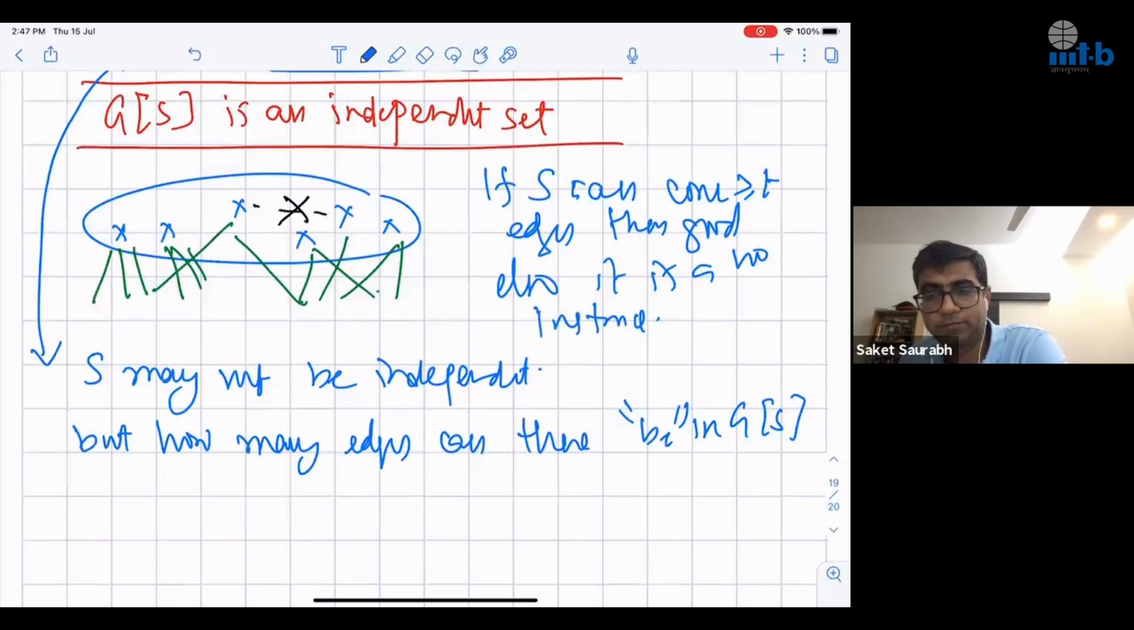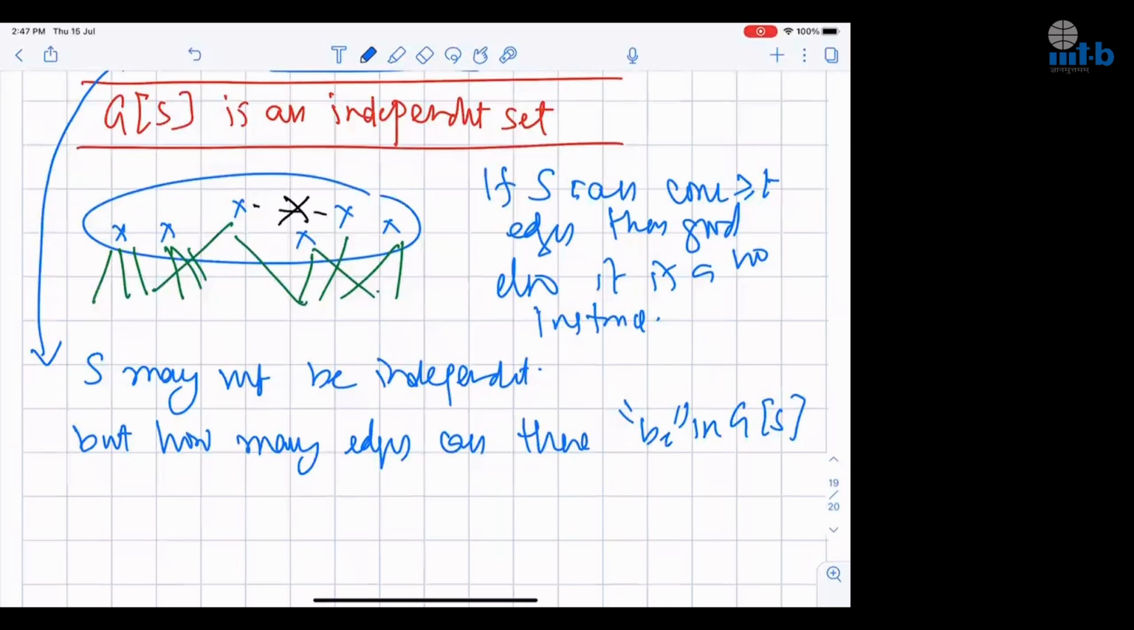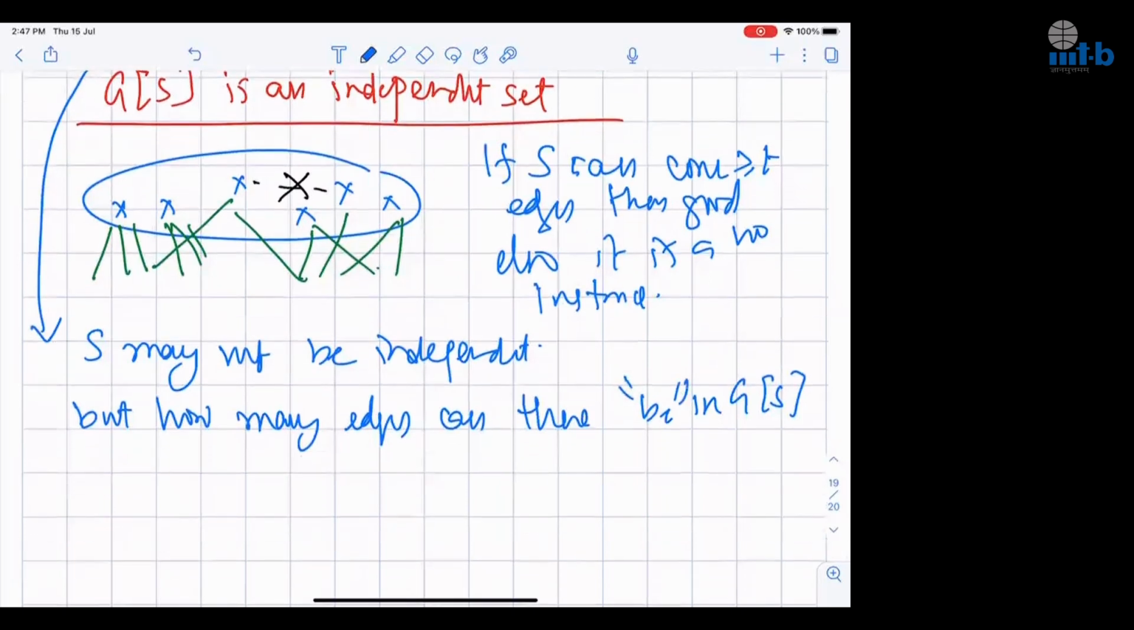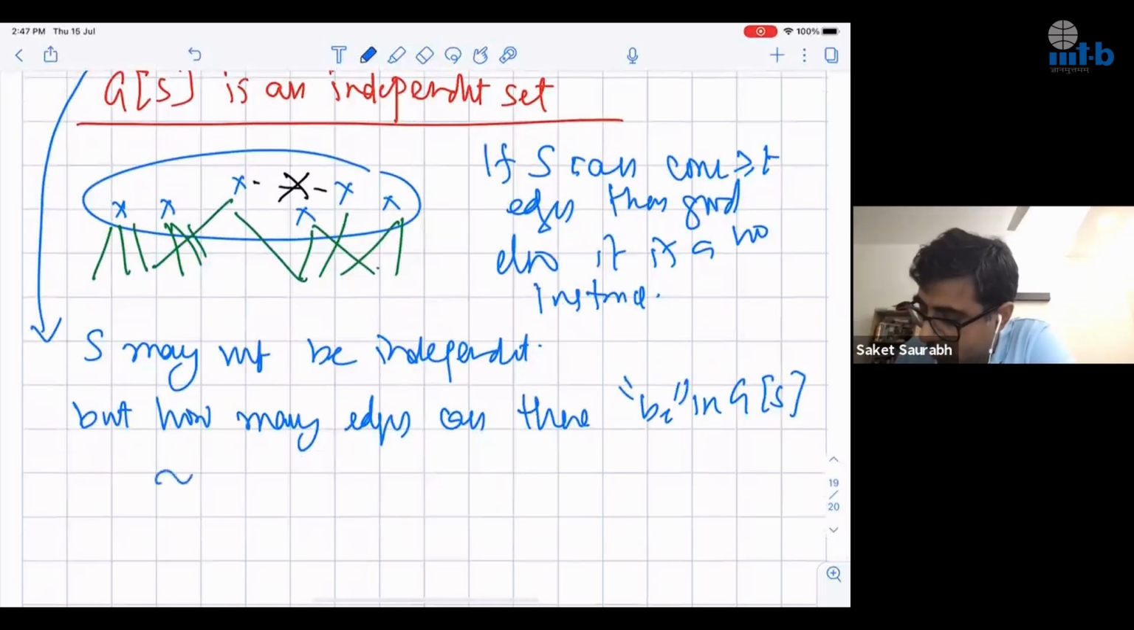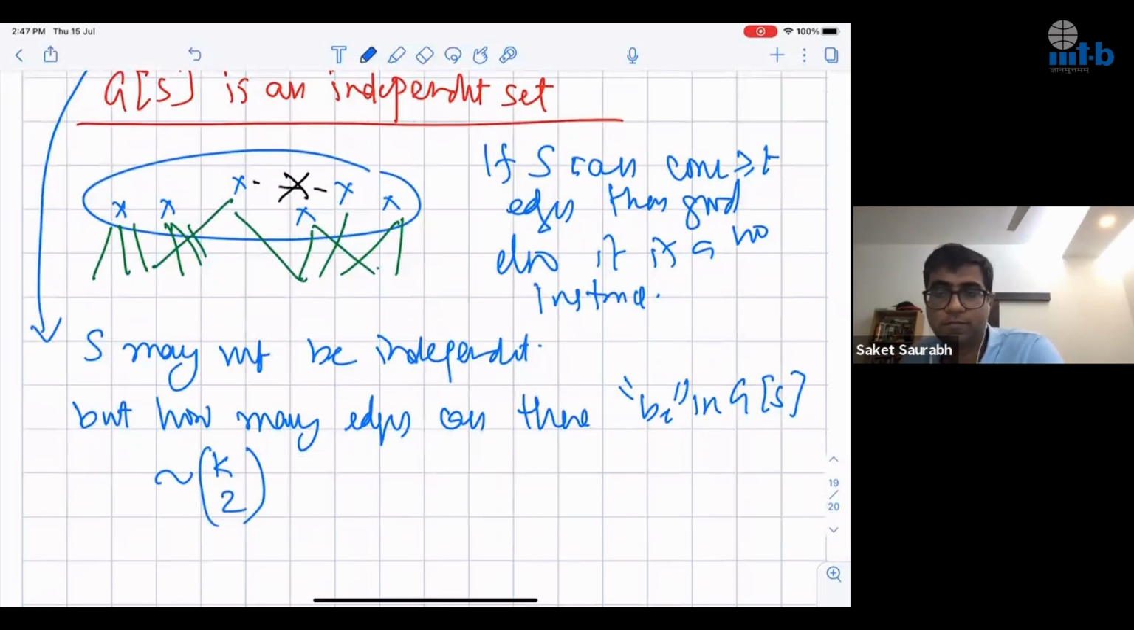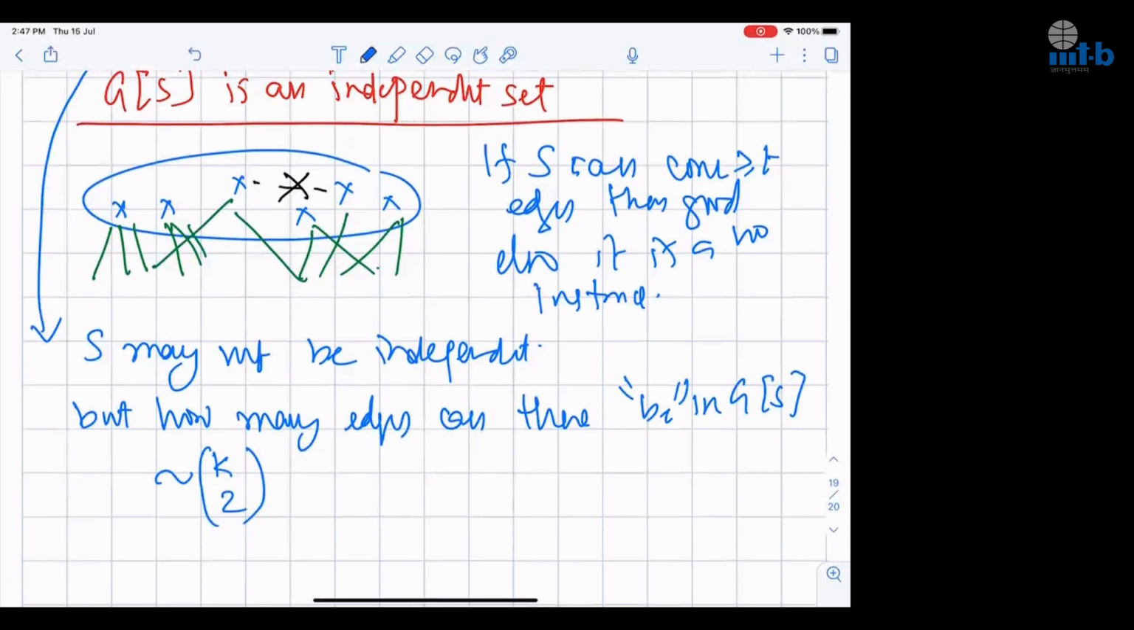Anybody? At most, cardinality of S choose 2. Yes, so that is K choose 2. Okay, so that's great, right?